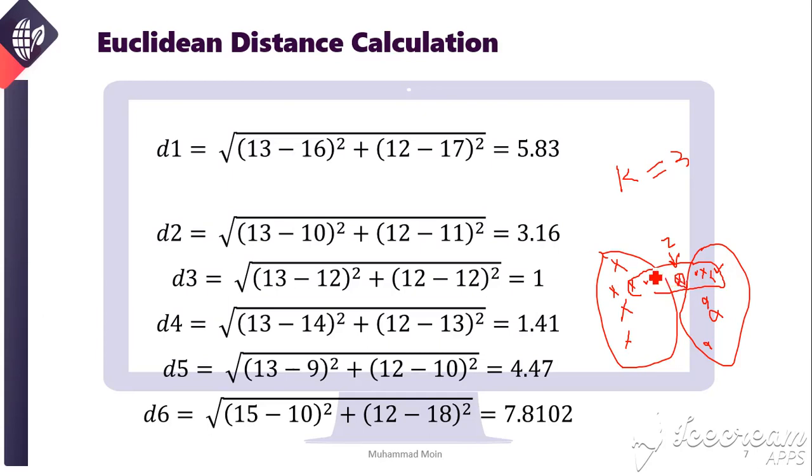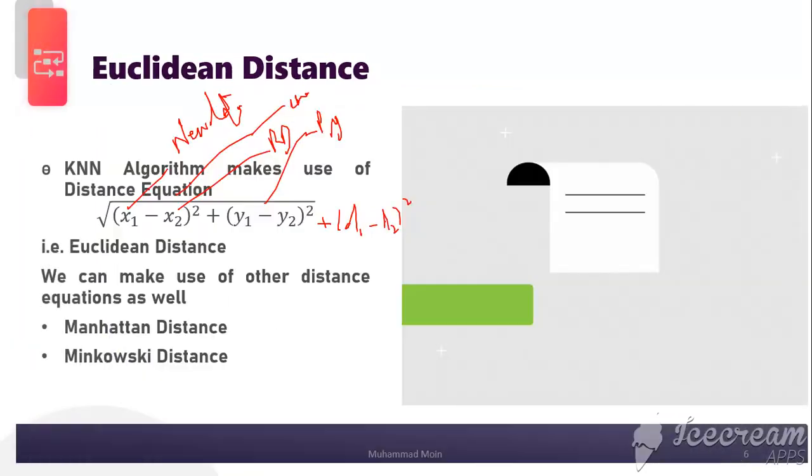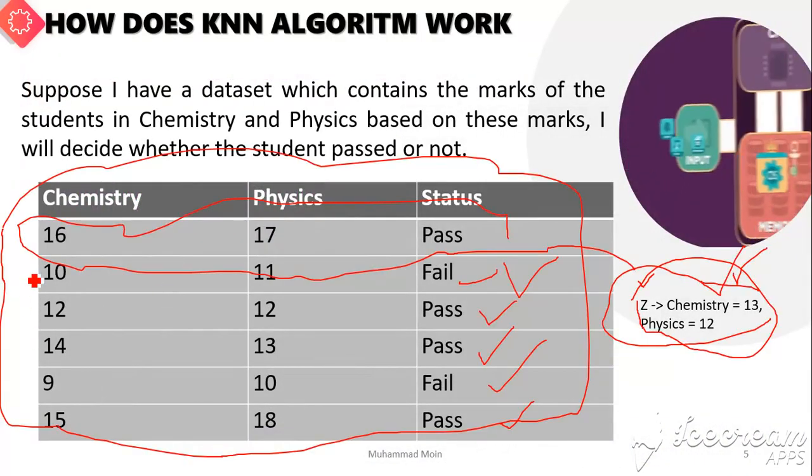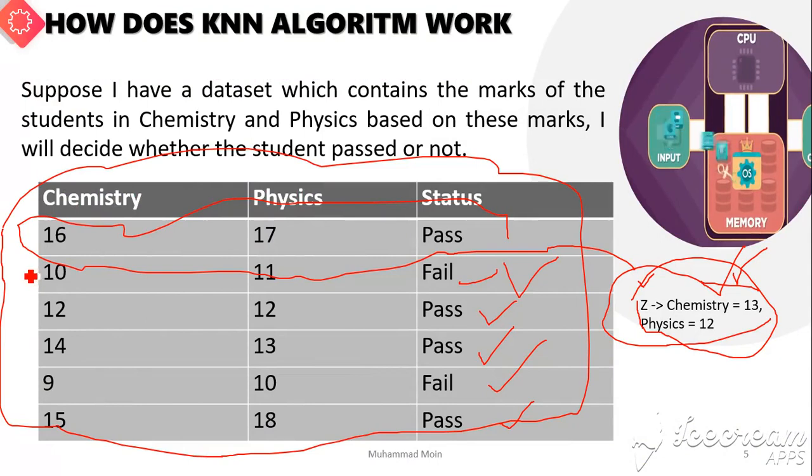So we need to choose those points which have the minimum distance. If I see over here, this has the first minimum distance, this has the second minimum distance, and this has the third minimum distance. Just remember one thing, we have d2, d3 and d4 as my nearest neighbor points. Let's see the table and see what the statuses of these students are: student 2, student 3 and student 4. Student 2 has failed the course, student 3 has passed the course, and student 4 has passed the course.